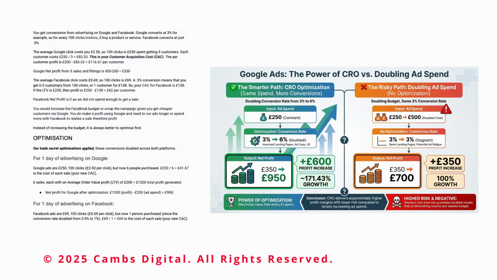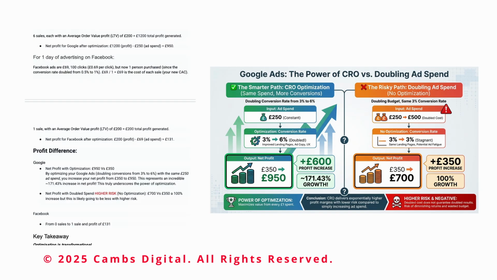But let's look at it over the 6 sales. So we get 6 sales and £200 gross profit for 6 sales, which is £1,200. After the Google ad spend, which is £250, we get £950 profit. The difference in profit between 3 customers and 6 customers with the same ad spend is more than double. So with 3 customers, our profit is £350. With 6 customers, it's £950.